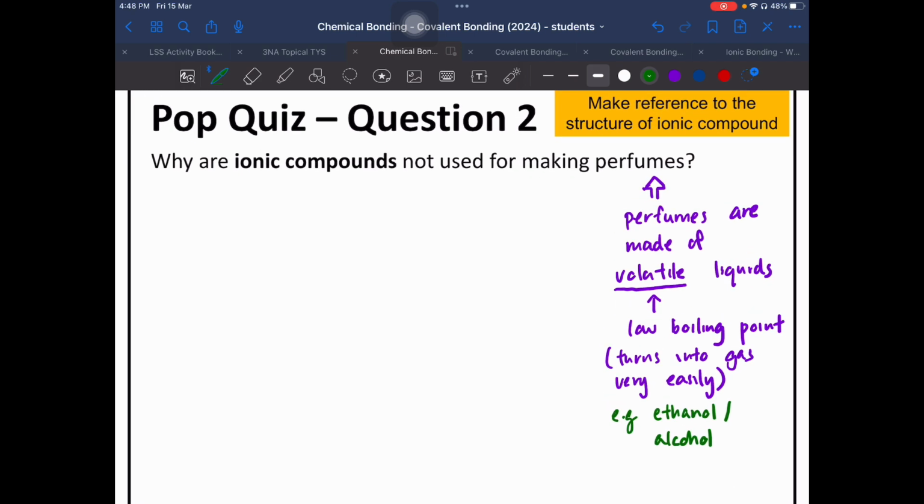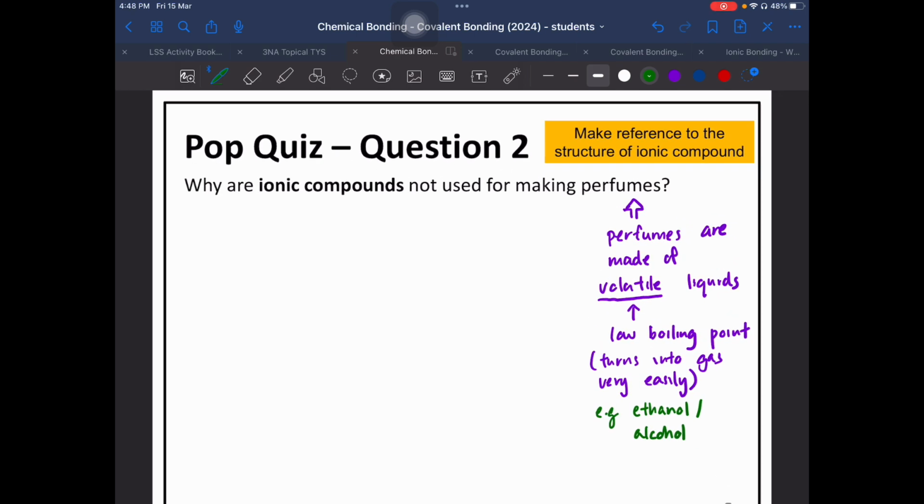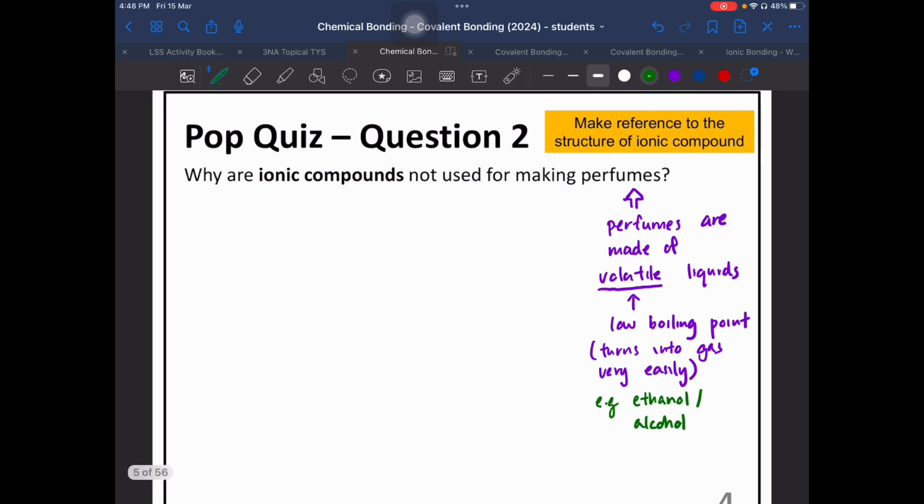So if you have used an alcohol swab before, the one that you put on your hand before you go for your COVID vaccination, right? You realize that once they wipe it on your arm, the alcohol will actually evaporate very quickly, right? When it evaporates very quickly, you feel a cooling effect. Now, that is what we call a volatile liquid. A liquid that can boil very fast, at very low temperature, in the sense that it will just evaporate. It turns into gas very, very easily, right?